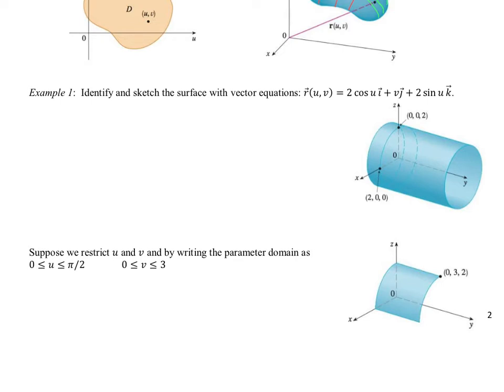Let me give you just a quick example of what I'm talking about. So let's say, first of all, our component x of u,v is equal to 2 cosine u, and then y of u,v is equal to v, and z of u,v is equal to 2 sine of u.